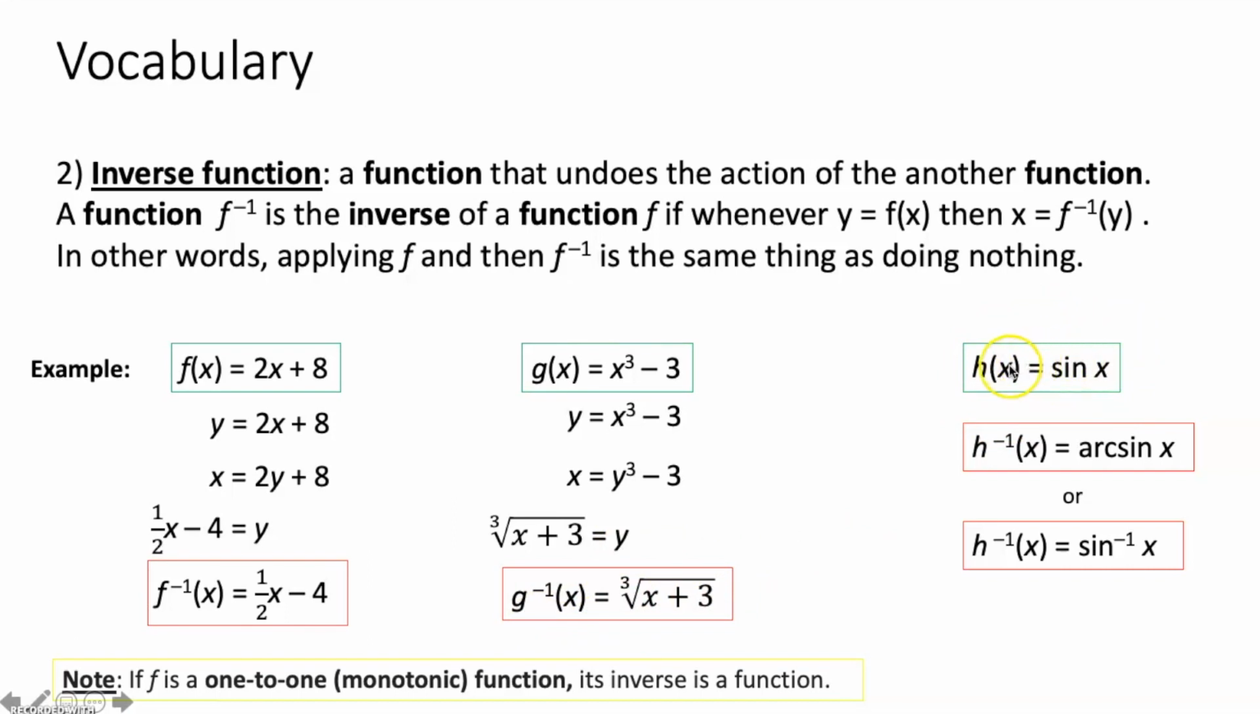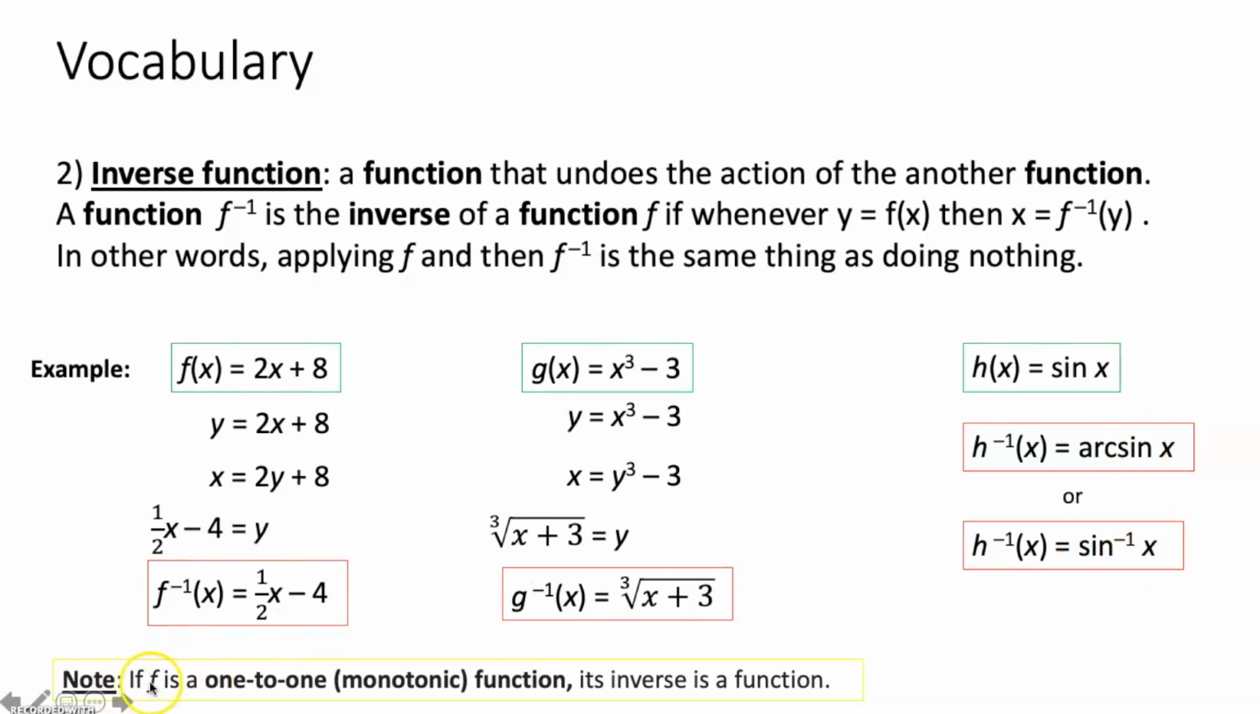Same thing over here. We have h of x is equal to sine of x. If we made this a y, we would have y equals sine of x. We then switch the x and the y, and then you take the inverse sine of both sides, and you get h inverse of x is equal to arc sine of x or inverse sine of x. These two things mean the same thing.